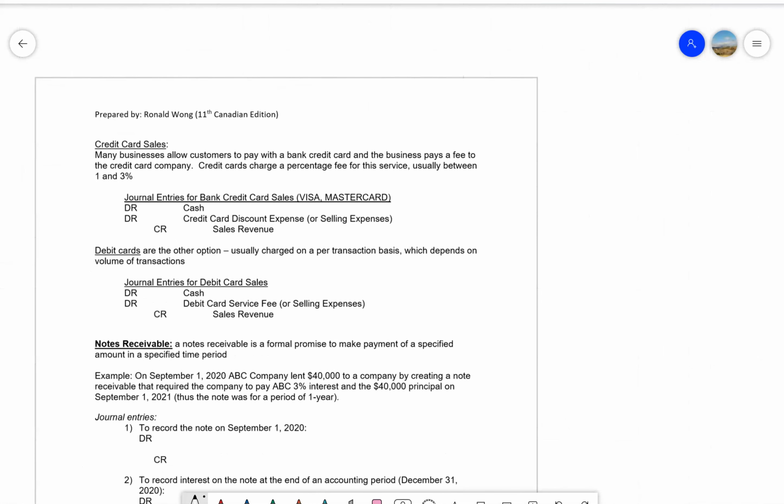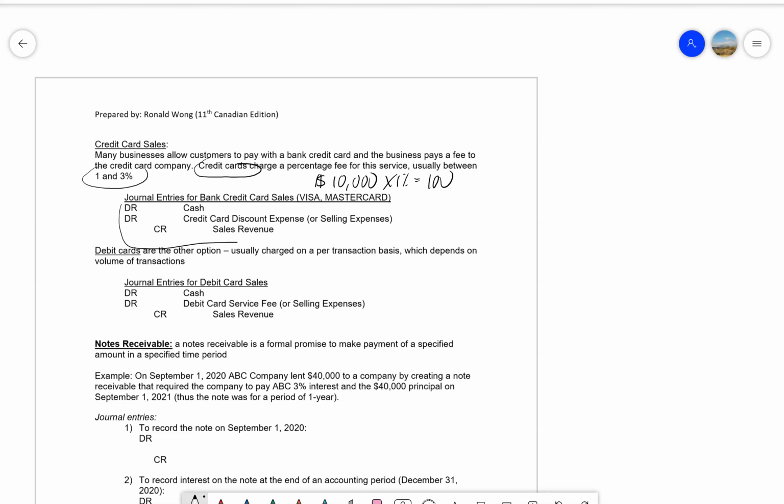And so if we think about credit card sales, we're going to get the cash up front from the credit card company. And it's the credit card company that's going to have to collect the money from the customer. And credit cards usually charge a fee, and the fee is usually between 1 and 3% of the sales that are made on the credit card. So let's actually look at an example here. Let's say the credit card sales were $10,000 for the day. And the fee that the credit card company is going to take is 1%. So their fee is going to be 100.